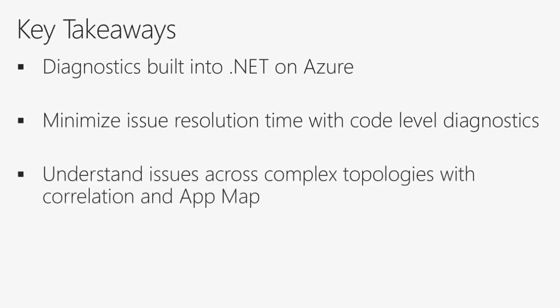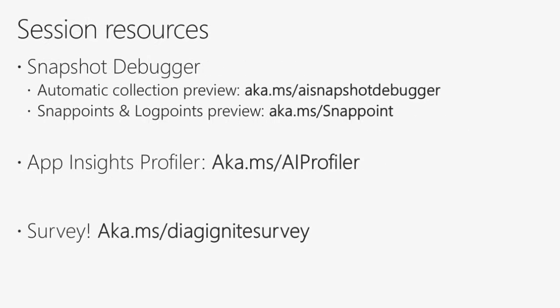without having to first reproduce it in their own environments. And then as you have issues with more complex topologies, more services talking to each other, especially as you move to microservices, the correlation and application map features will better help you understand what's happening with those problems because you can see that full story from front end to back end all the way through with all the traces correlated.